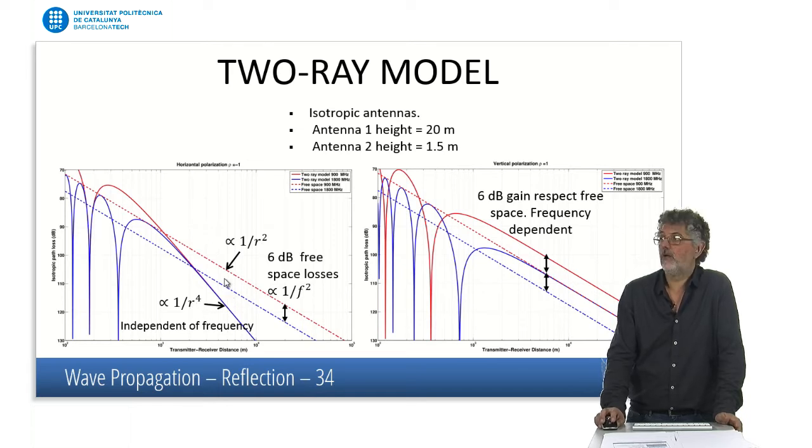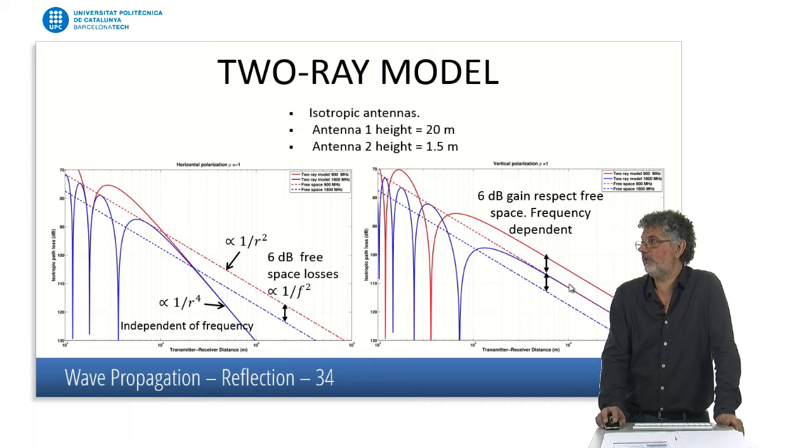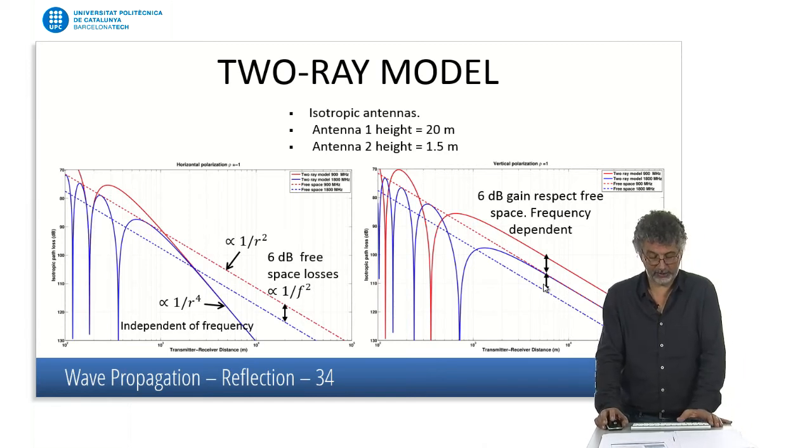So for horizontal polarization, the ground reflection puts a heavy penalty on the propagation at long distances. When we consider the vertical polarization, we see that the behavior depends on the frequency, and in the limit, we always obtain 6 dBs more when we consider ground reflection than we would obtain just considering free space propagation conditions.